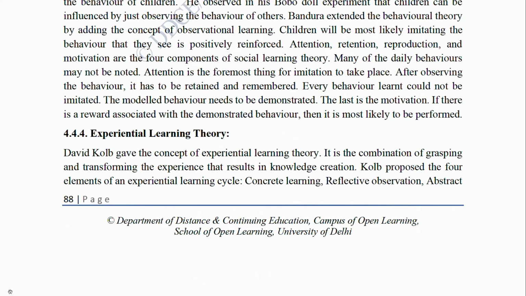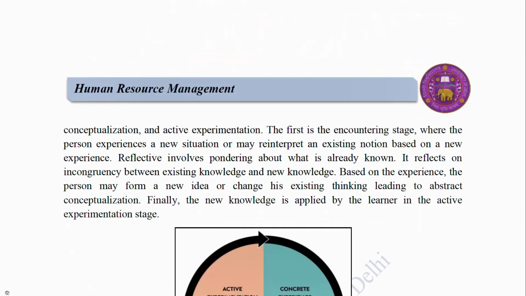4.4.4 Experiential Learning Theory. David Kolb gave the concept of experiential learning theory. It is the combination of grasping and transforming the experience that results in knowledge creation. Kolb proposed the four elements of an experiential learning cycle: concrete experience, reflective observation, abstract conceptualization, and active experimentation.